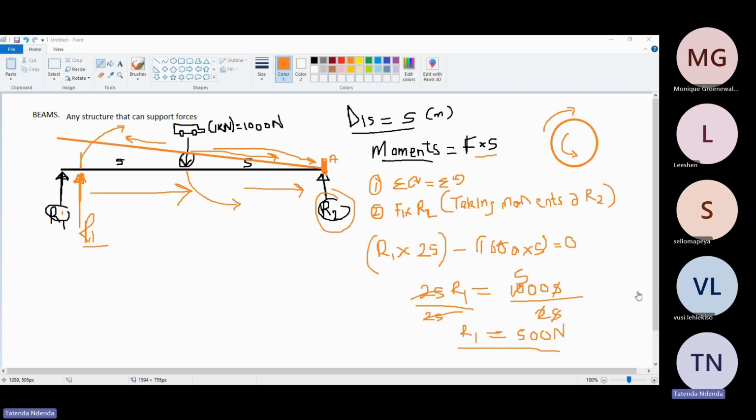So now, once we are at this point, since we have gotten the value of R1, now we have to do R2 as well, so that you can know the reactions which R2 is going to experience. The R1 is now fixed. Our R1 is now fixed, and we are tilting our beam like this.